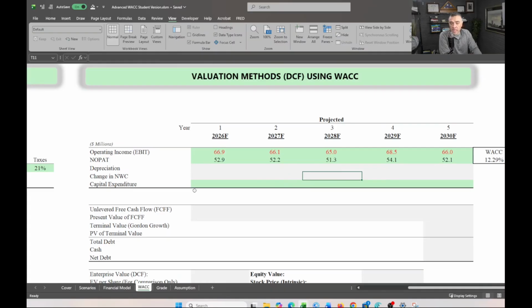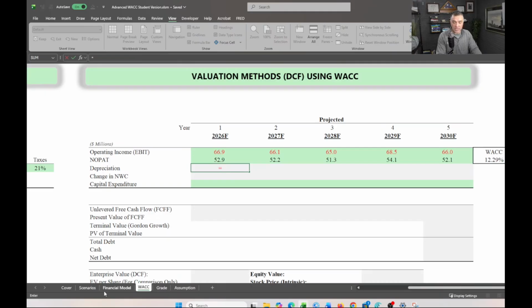Next we have to bring in some values here. I have to bring in depreciation, because on the income statement, when we brought in EBIT, we subtracted out depreciation. Depreciation was never a direct outlay of cash. We only did depreciation to have a lower tax burden. So we have to add back in depreciation because we have to find out the free cash flow. That's what we're trying to find out.